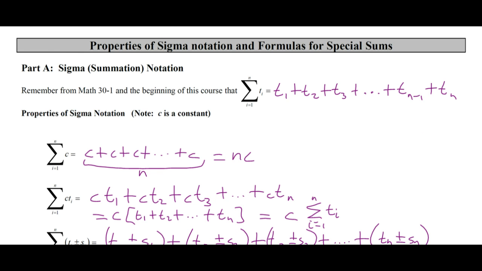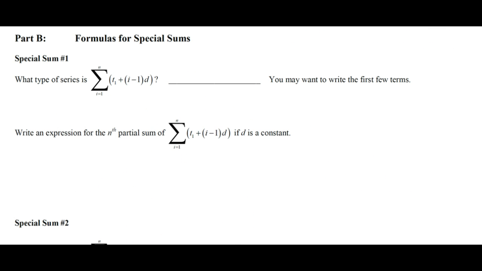All right, so we've got those three properties, which we shall now use. So, special sums. What kind of sum is that? T1 plus (i minus 1) times d. Recognize it? Vaguely, but I don't remember what it means. It's got something to do with arithmetic. It's an arithmetic series. So we won't pronounce it arithmetic, we'll pronounce it arithmetic.